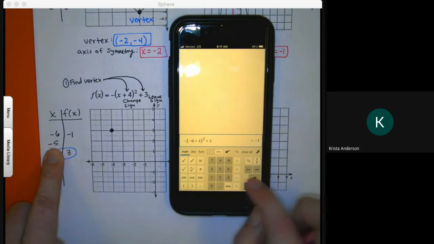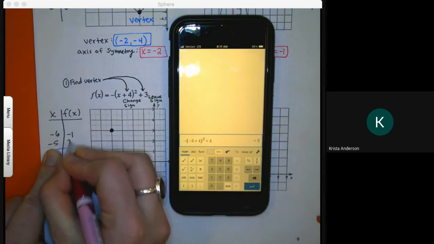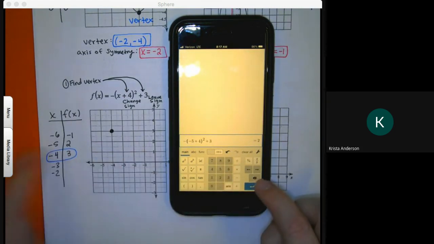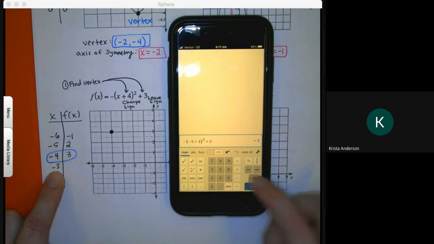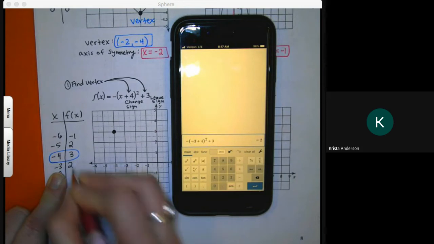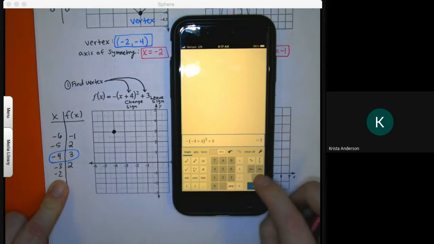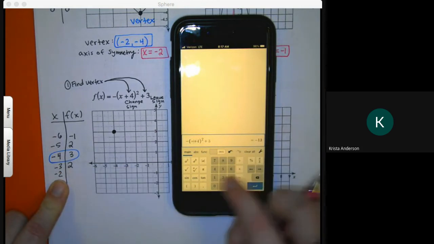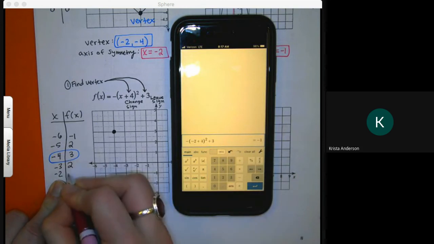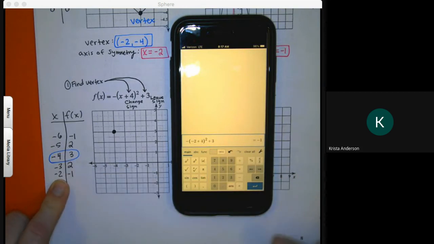Then I change the -6 to a -5. What do you think -3 will be at? Let's check. -3 is at 2. Good. And where will -2 be at? -1. The more we do it, the easier it gets.